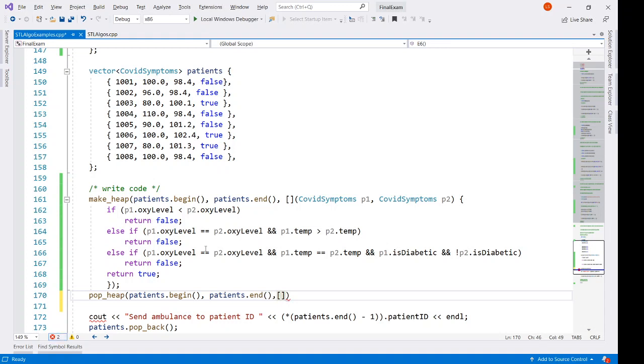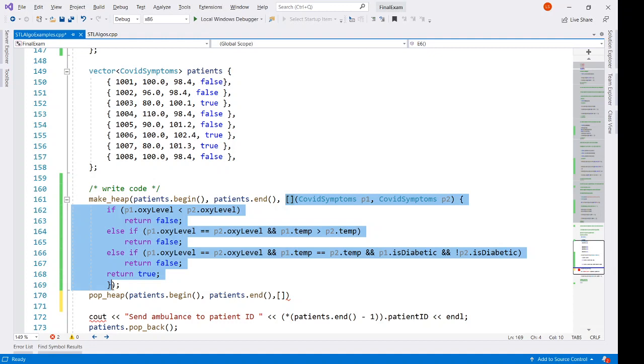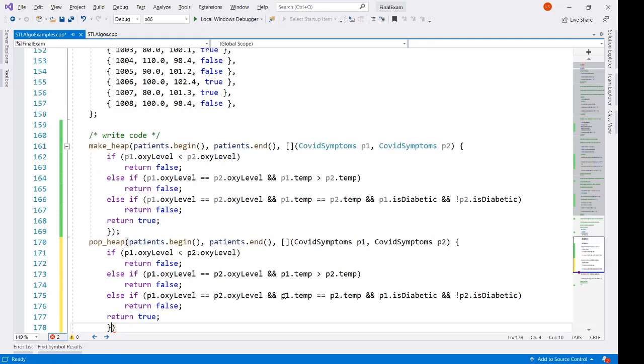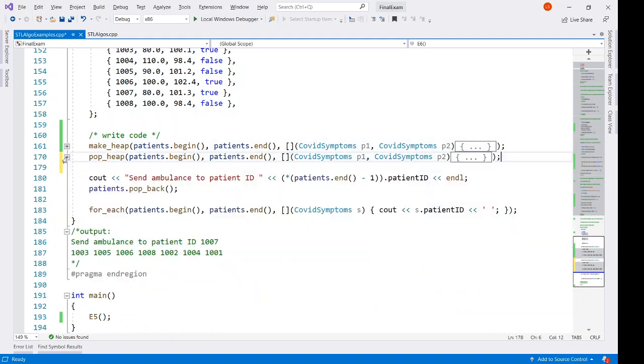So this predicate will be exactly the same as this. So we need to copy this whole predicate and paste it here, okay? And then it will do its job. So pop heap will bring the top element to the end of the vector, and this code has already been given to us. So patients dot end is one past the last element of the patients vector. So we do minus 1 on top of it, and star, that is the patient that has been moved by pop heap to the end.